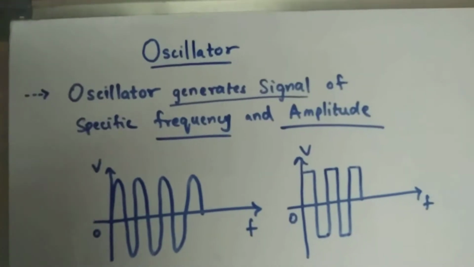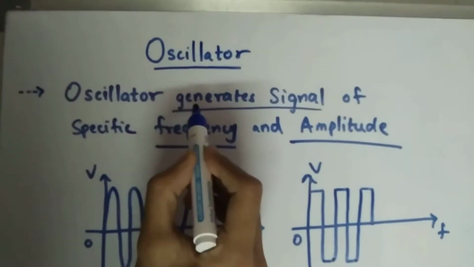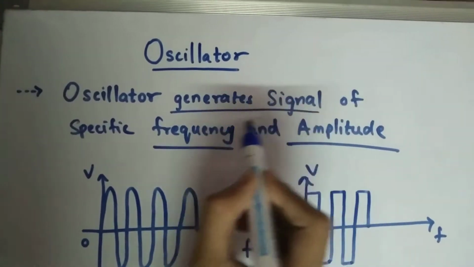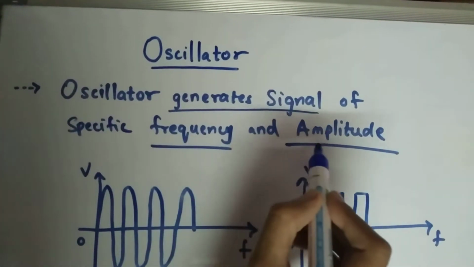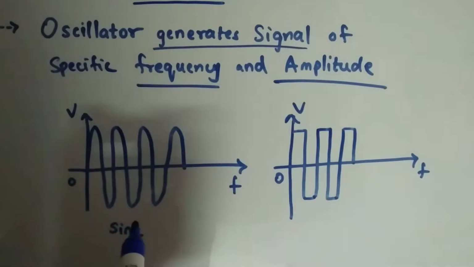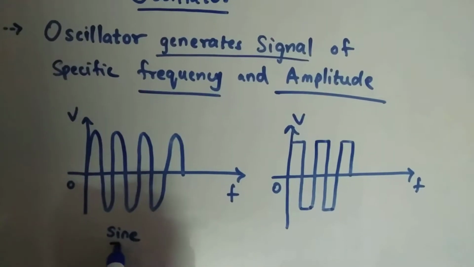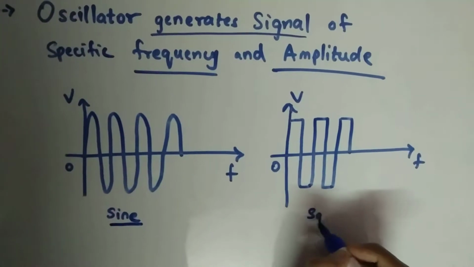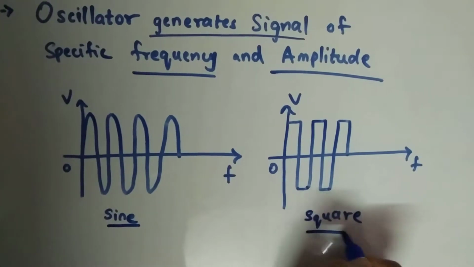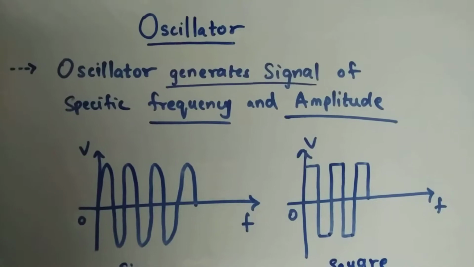Now, what is an oscillator? What does it do? An oscillator generates a signal of specific frequency and amplitude. So, at the output of the oscillator, we get a waveform like a sine wave, square wave, or triangular wave, depending on the type of oscillator we use.